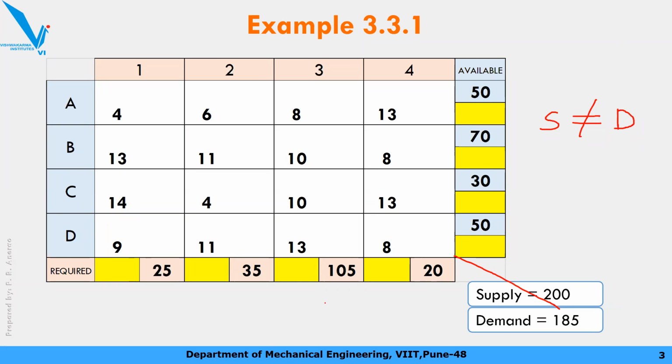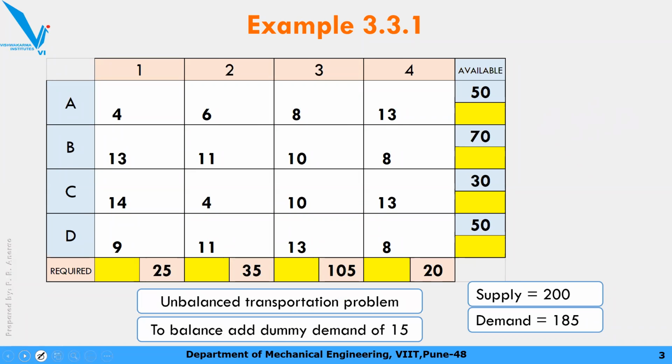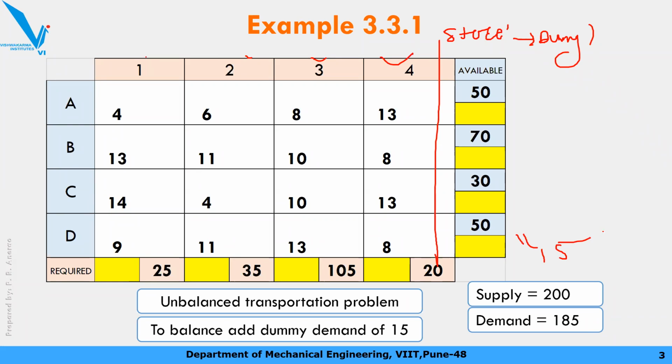So as there is less demand, by 15, we are going to create a dummy demand of 15. So in this numerical, if you observe an unbalanced transportation problem, we are going to add a dummy demand. The demand was from stores 1, 2, 3 and 4. So what will we do? We will add one more store. It's a dummy store, which is asking for 15 quantities of your component.